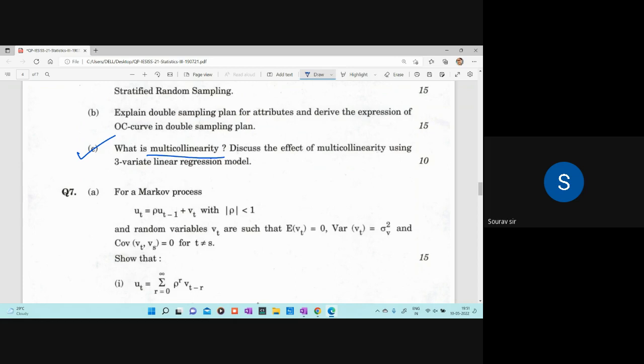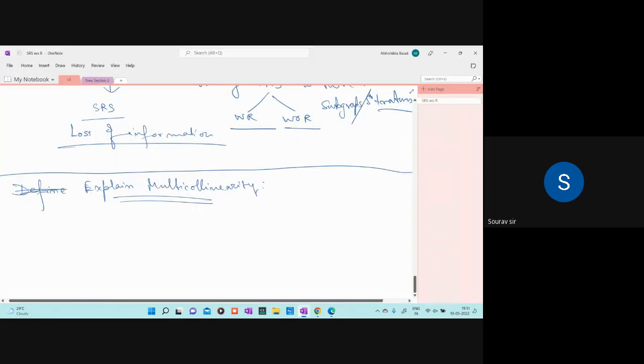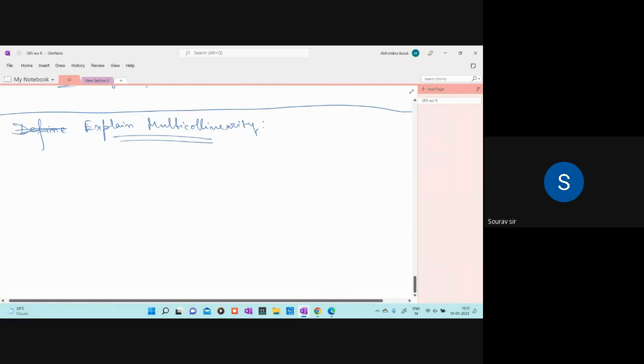Yes, I understood. Okay, and they have asked to discuss the effect of multicollinearity by using a three-variate linear regression model. I don't know whether I will be able to finish this question in today's class or not, but we will be starting. If I ask you what is multicollinearity, you will write this in one line, because it's a 10 marks question, including this portion, and these are broad answer type, right?